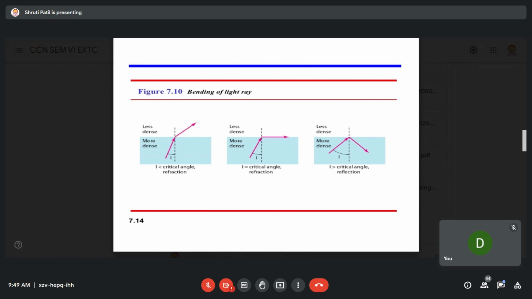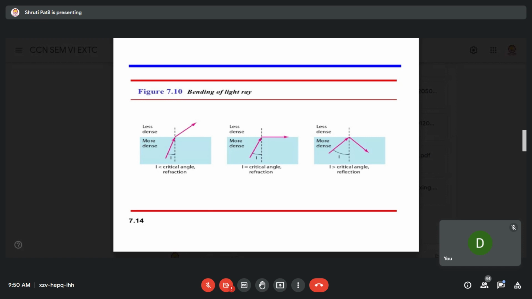If the angle of incidence is less than the critical angle, then the ray will be refracted, that means it will escape out of the medium. The core and cladding have different grading indexes: this is more dense, this is less dense. If the angle of incidence is equal to the critical angle, it will travel along the boundary. But if the angle of incidence is more than the critical angle, then there is total reflection.